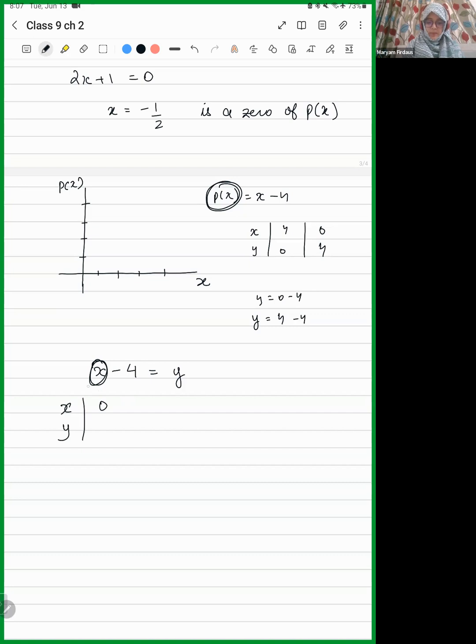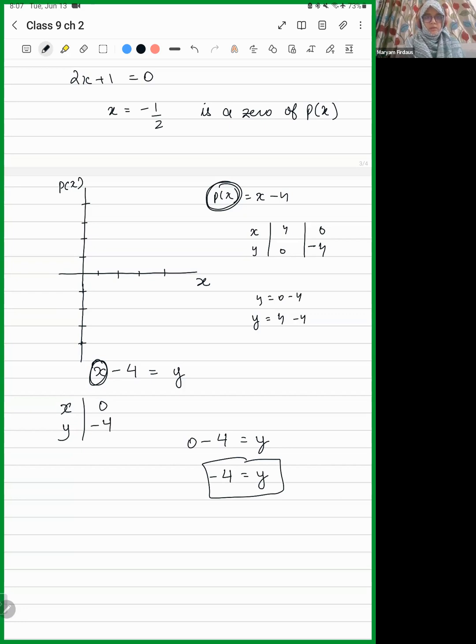y doesn't become 4, y becomes minus 4. Okay. Are you getting it? Right? If you put x as 0, 0 minus 4 equals y. So what is y? Yes or no? Yes, ma'am.